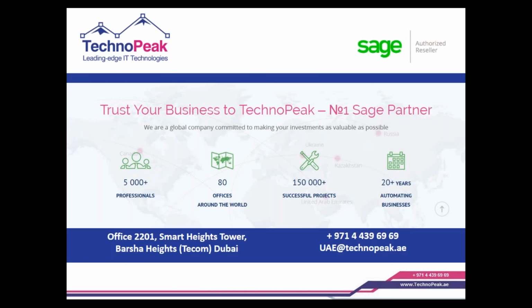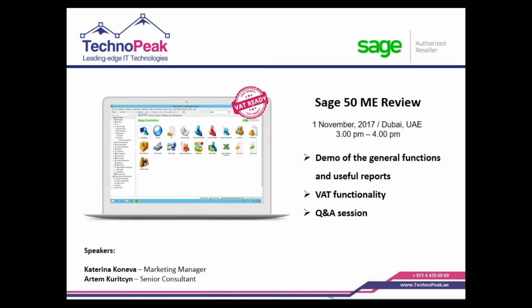First of all, I would like to say a few words about our company. We are a global IT company that provides business automation and management solutions, as well as a full range of IT-related services. More than 5,000 professionals, 80 offices around the world, and more than 20 years in business automation. And we are also a certified Sage partner. So let's move on.